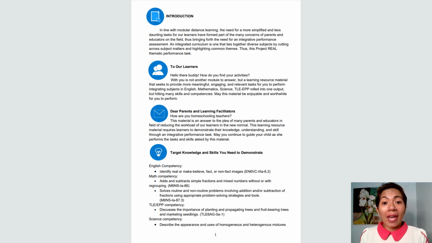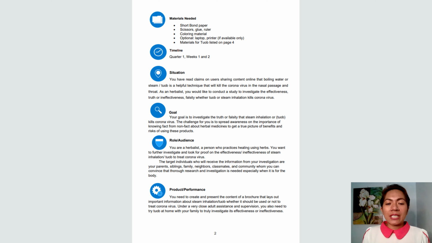So I also edited these parts here to make it shorter. So inedit ko na po siya. And then these are the competencies. We have English, math, then TLE, EPP, and science. And then the second page, we have the materials needed, timeline, situation, goal, role or audience, and the product or performance that you want the learners to come up with.